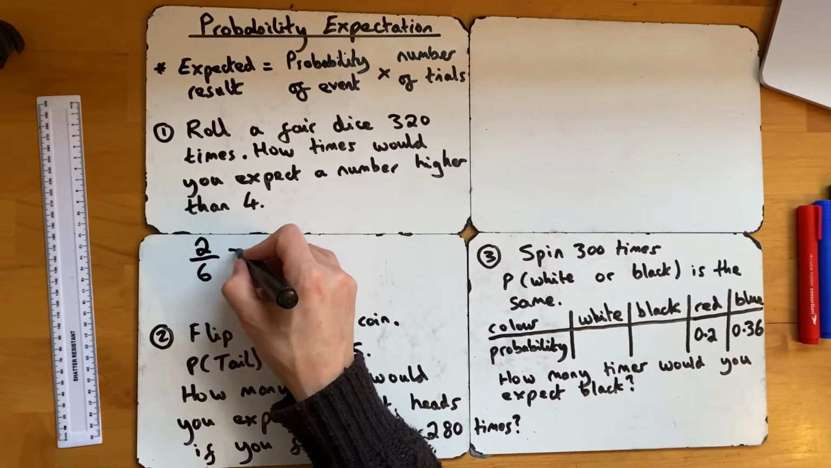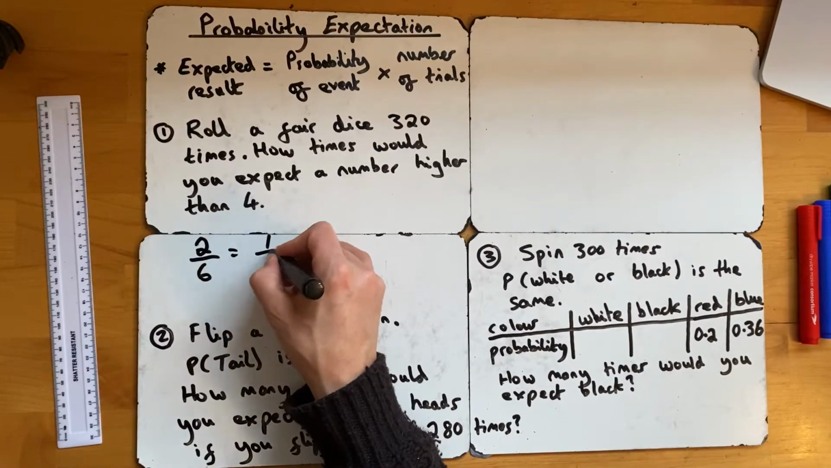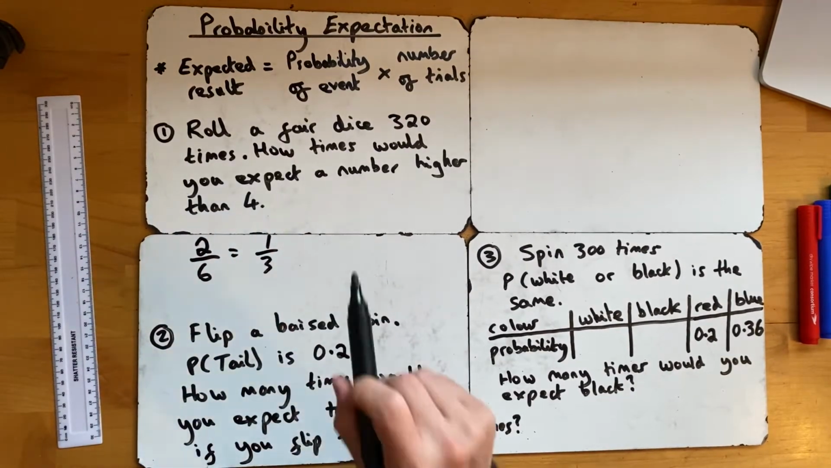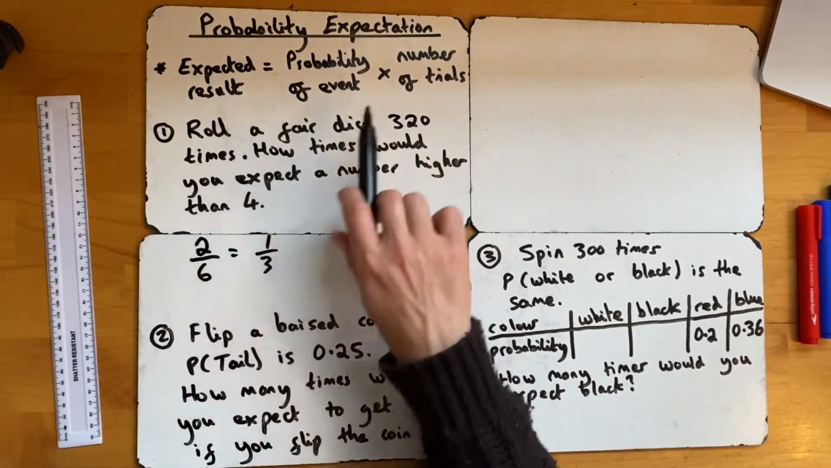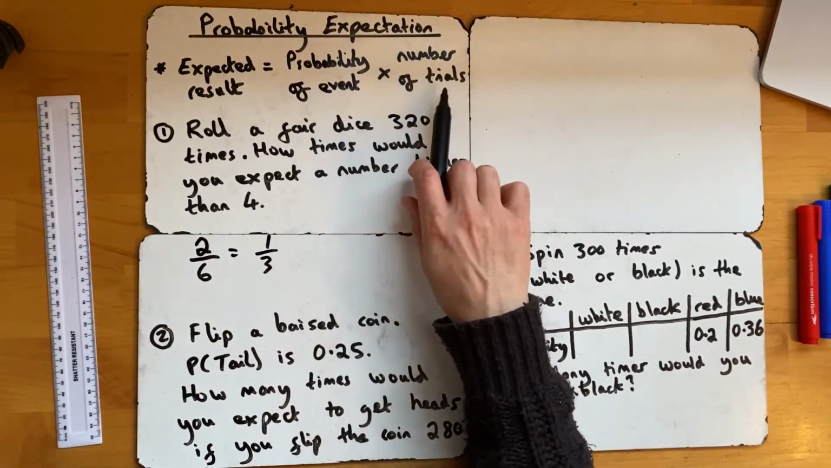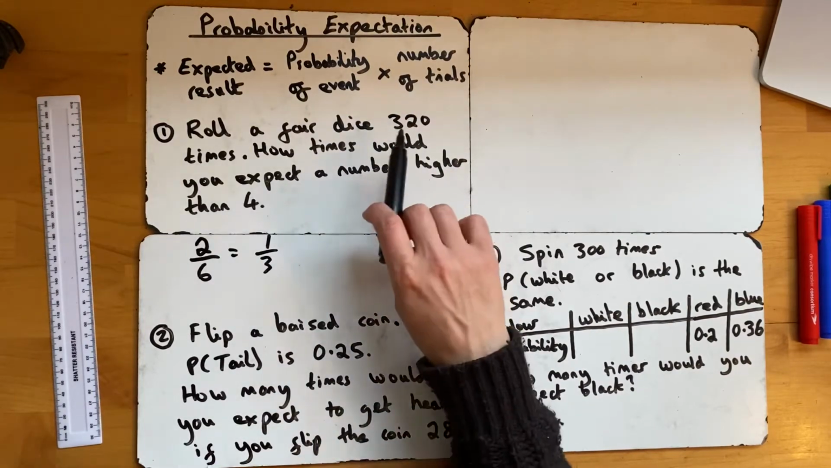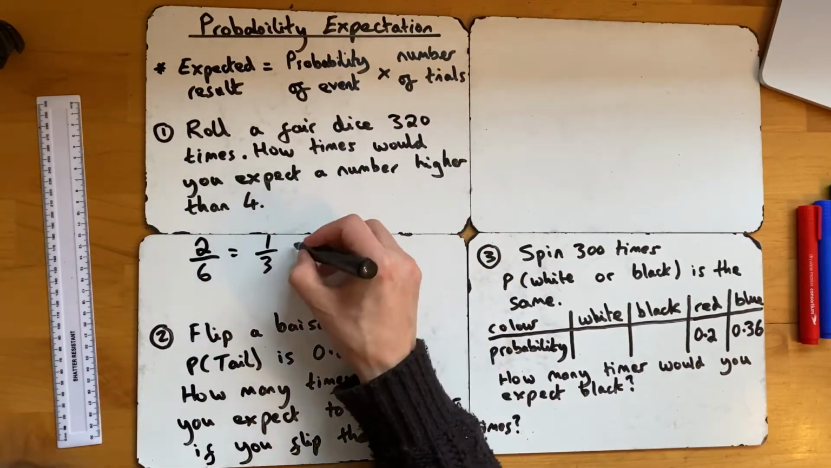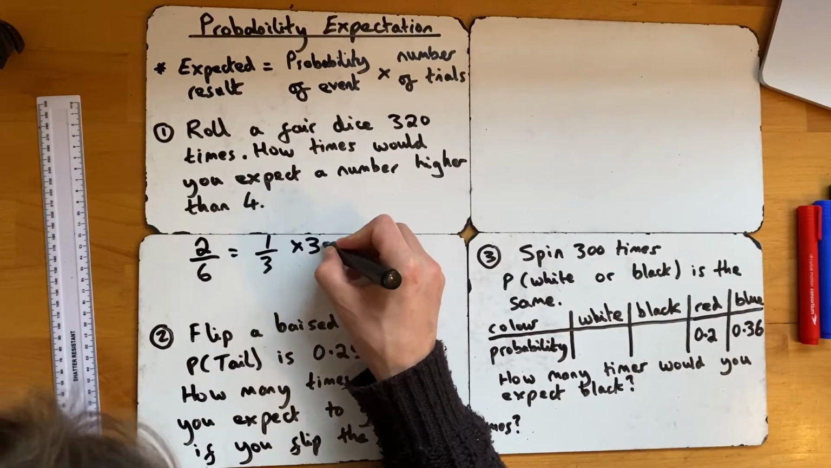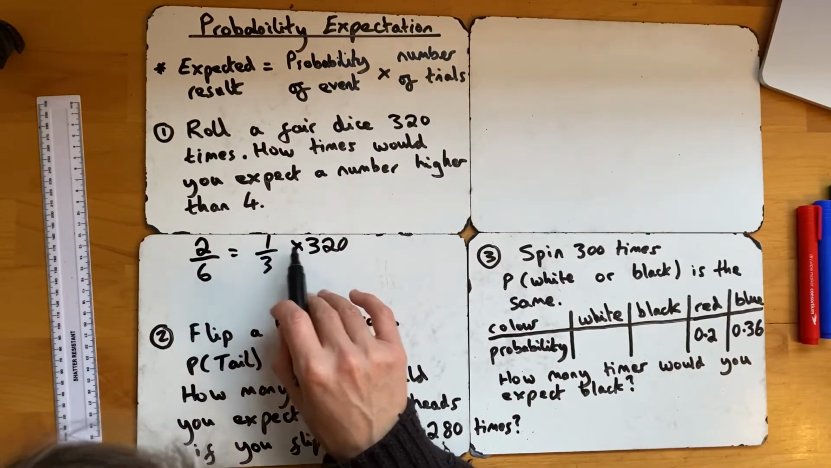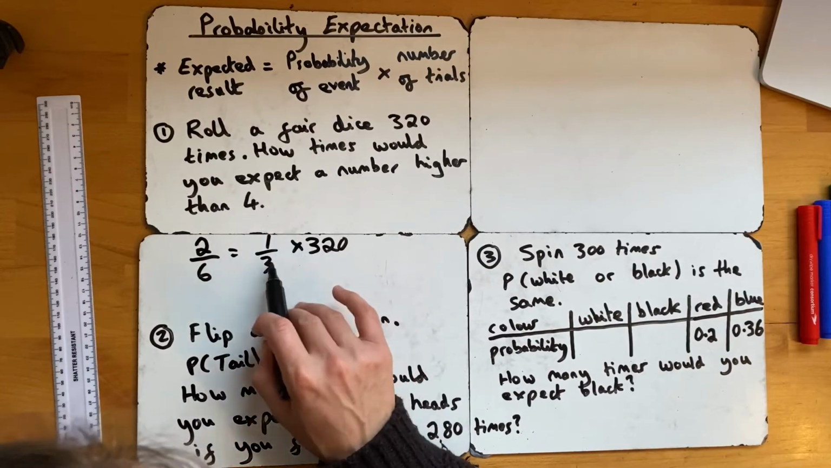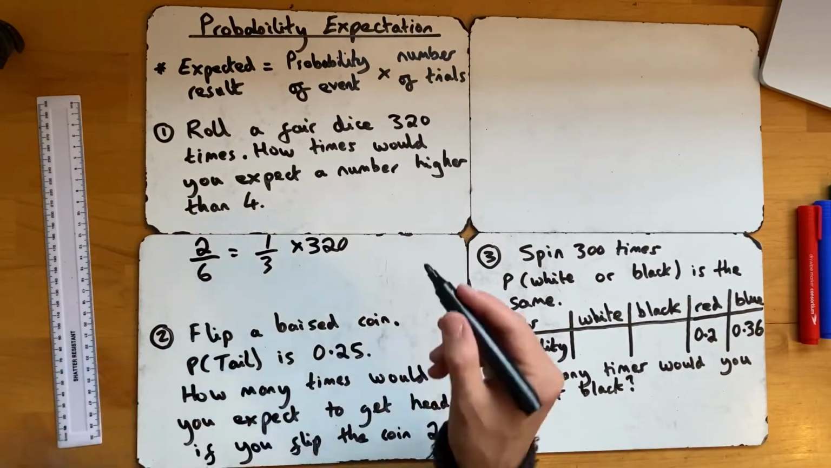Always recommend simplifying it to make the calculations easier. So it's a third. Now that's the probability is a third. That's this part here. Now you've got to times it by the number of times you do your trial. Well, this time was done 320 times. So you times it by 320. 1 times 320 is 320, and then 320 divided by 3.